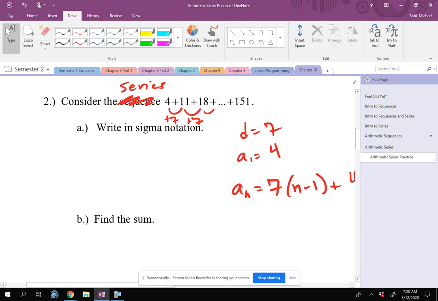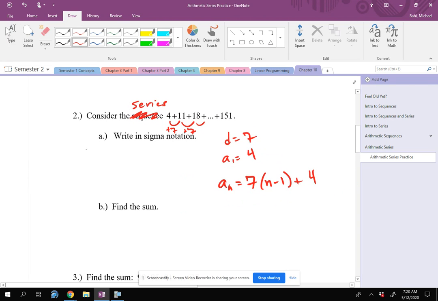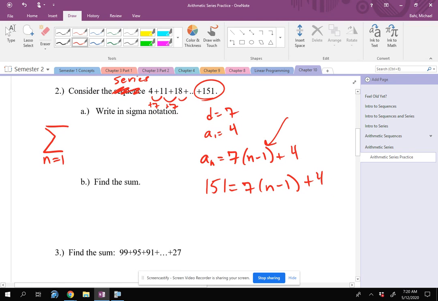Okay. To write it in Sigma notation, so what are we starting off with? N equals 1. The pattern starts off with 1. That's pretty obvious. And what are we going up to? Ooh, I don't know how many numbers are in this pattern. So let's see. I know it's going to equal 151. So I'm trying to figure out what number that 151 is in the pattern. And you see how my explicit formula makes that so much easier for us.